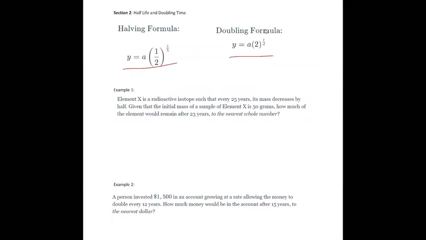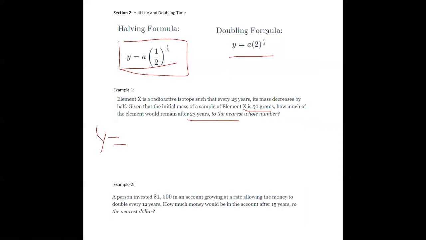This first one says element X is a radioactive isotope such that every 25 years its mass decreases by half. Given that the initial mass of a sample of element X is 50 grams, so that's your initial amount, how much of the element will remain after 23 years? In this section, you're either going to have something that's halving each time, or it's going to double each time. This radioactive isotope is decaying, so it's decreasing by 1/2. So we're going to use this formula.